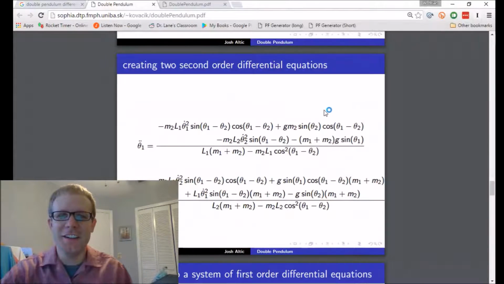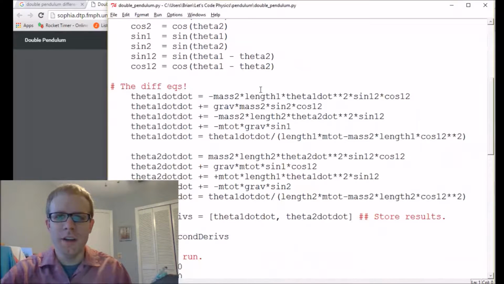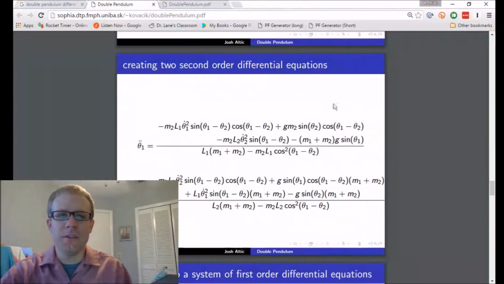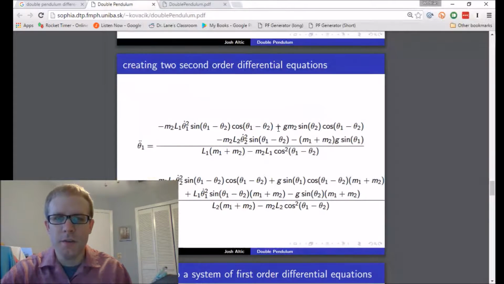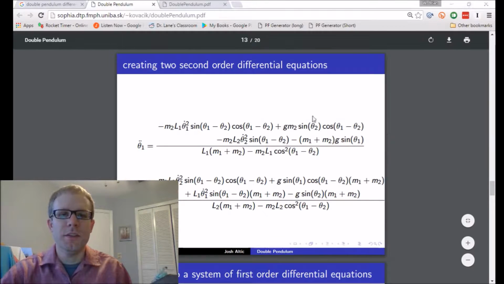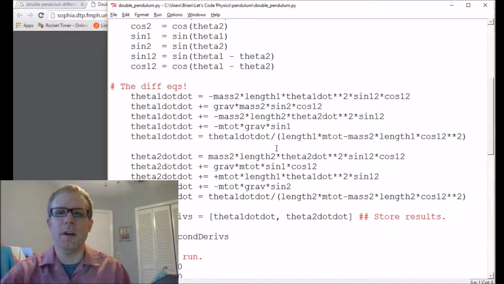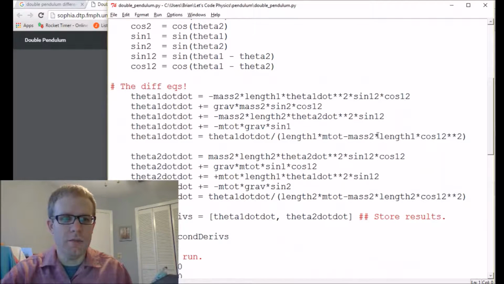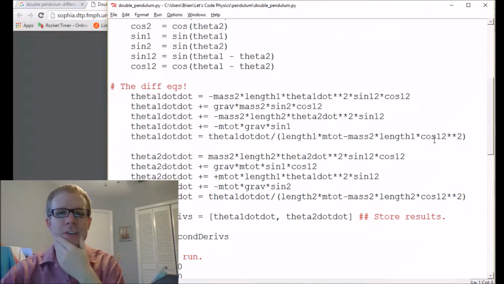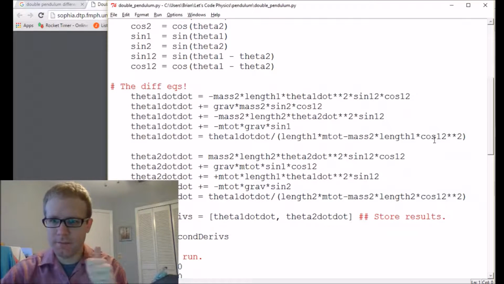Cosine 1, 2 is cosine theta 1 minus theta 2. Plus grav mass 2 sine 2 cosine 12. Negative M2 L2 theta dot 2 squared sine 1, 2. Minus M tot G sine 1. And then it all needs to be divided by L1 M tot minus M2 L1 cos 12 squared. Okay, so the differential equation for theta 1 double dot is set up correctly.